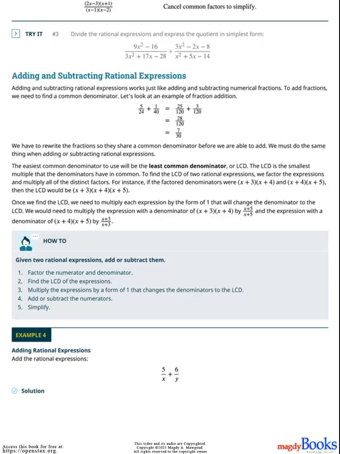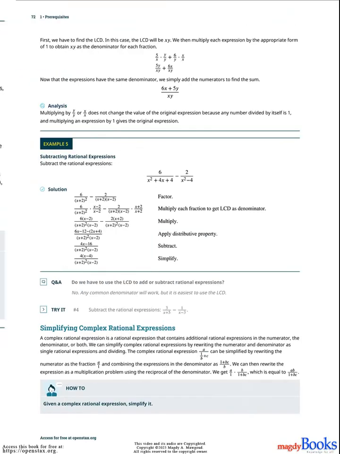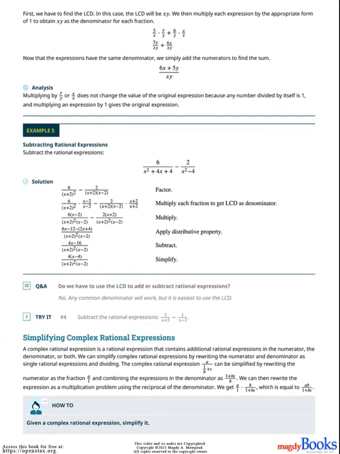Example 4. Adding rational expressions. Add the rational expressions 5/x + 6/y. Solution. First, we have to find the LCD. In this case, the LCD will be xy. We then multiply each expression by the appropriate form of 1 to obtain xy as the denominator for each fraction.